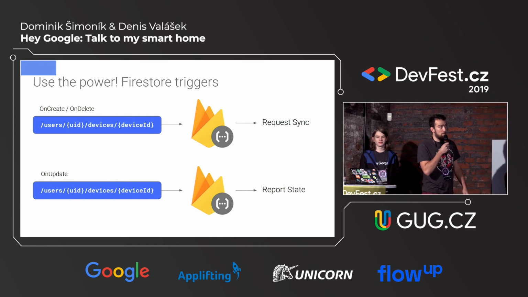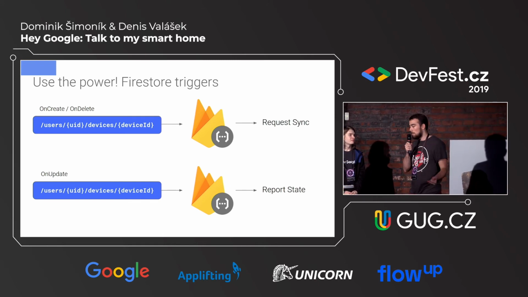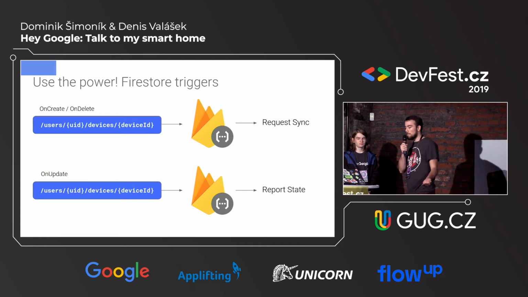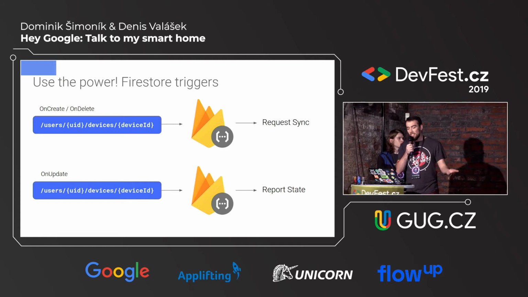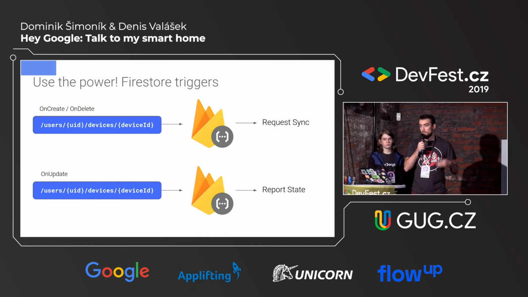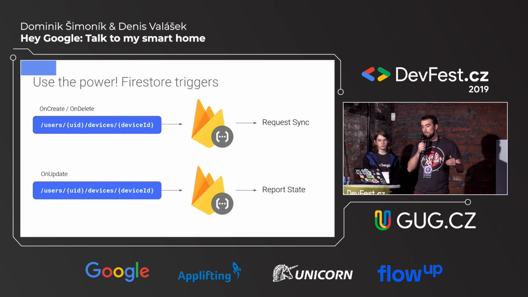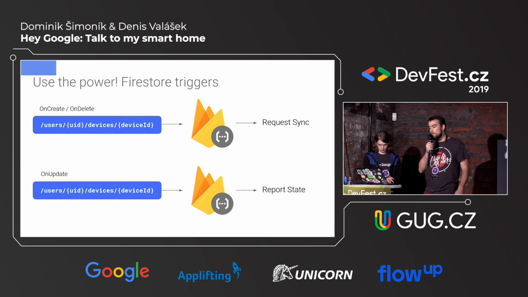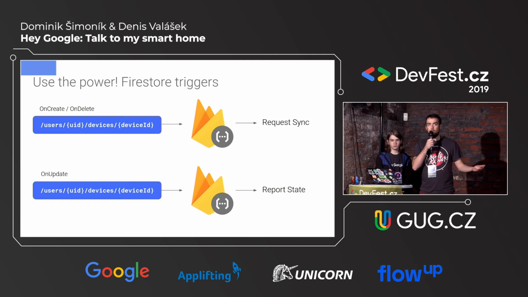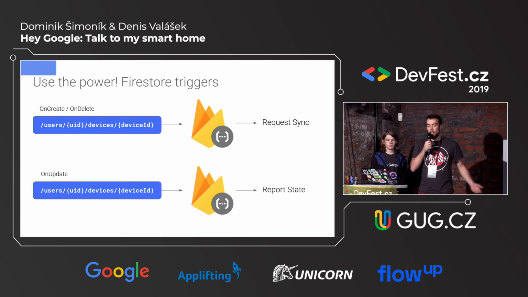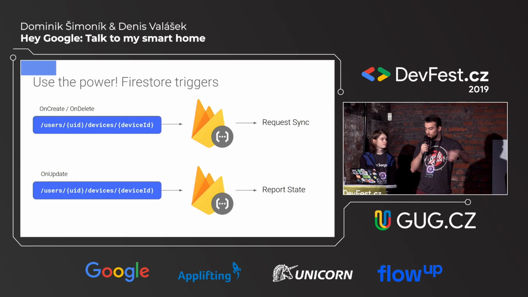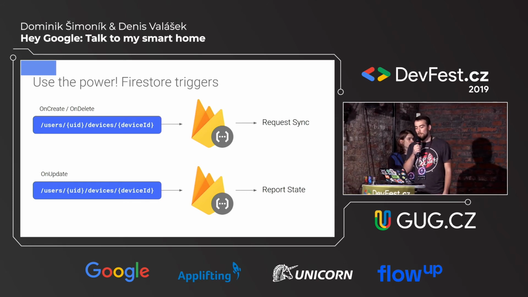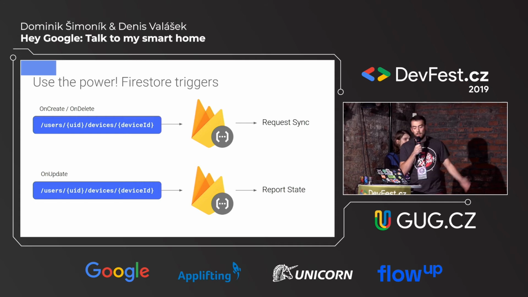Use the power of the Cloud Firestore. As I said, in Cloud Functions, you have triggers. And when something, for example, is created or deleted in the Firestore, there is a trigger that will call the function. And you can, for example, sync all the devices that you have. For example, I deleted the light, and based on the trigger, it will sync all the devices.